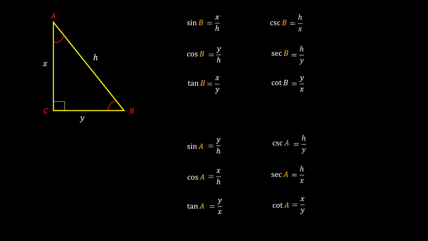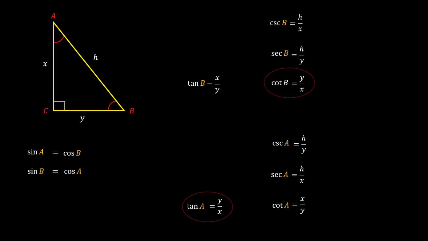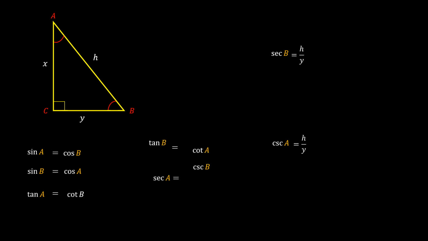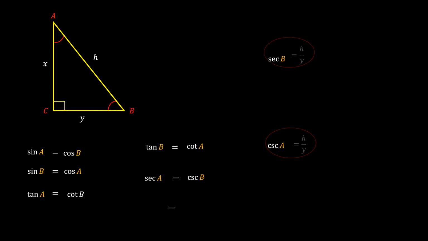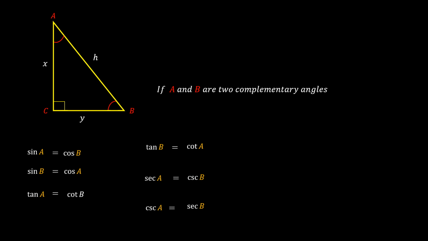But look here, since angle A and angle B are the complementary angles of a right angle triangle, you can see that the sine of angle A is the same as the cosine of angle B. So it's equal. The same for cosine of angle A and sine of angle B. And tan of angle A is the same as cotan of angle B. And tan of angle B is the same as cotan of angle A. The same for secant of angle A and cosecant of angle B, and secant B and cosecant of angle A. This happens if A and B are two complementary angles, we can have this relation.